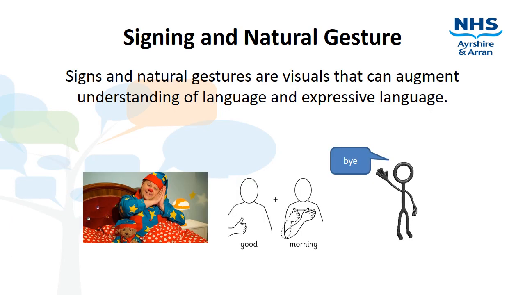And last one we have is signing and natural gesture. So signs and natural gesture are visuals that augment understanding of language and expressive language. So we all use natural gesture all the time without even thinking about it. You can also use signing, so Makaton is used quite frequently. Don't know how many of you recognise Mr Tumble. And it's another way to support the understanding of pupils of what is happening and what they need to do.